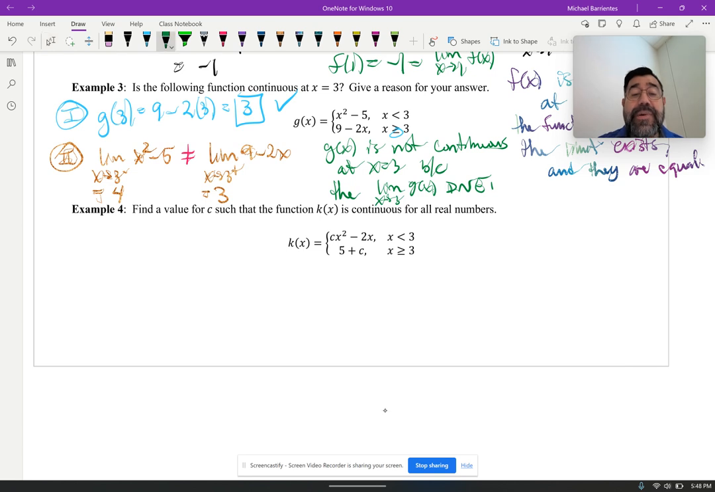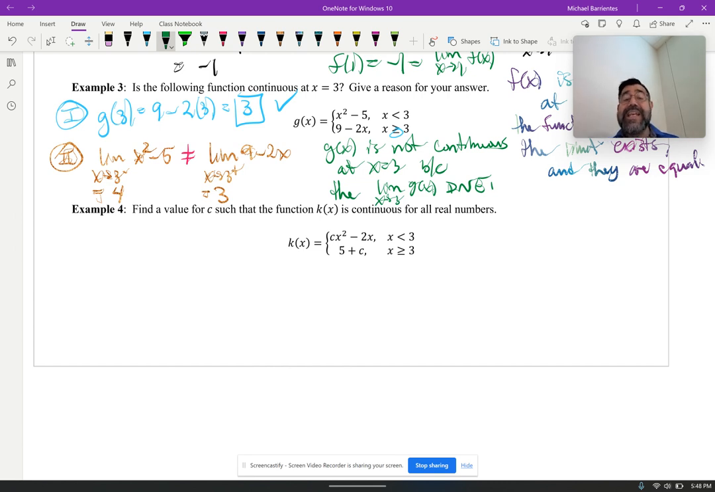Well, I notice the 2 parts. In the top part, I have a quadratic. Quadratics on their own are always continuous, right? It's the parabola. So everything's smooth, everything's continuous, connected. When I look at the bottom part, now c is going to be a number. So when I add 5 plus a number, I'm going to get a constant. And constants are always continuous as well.